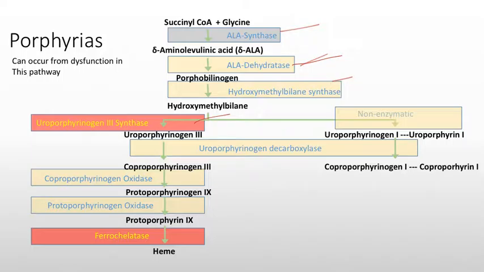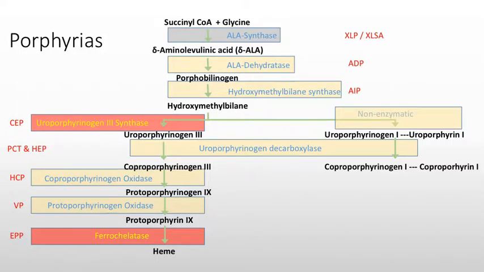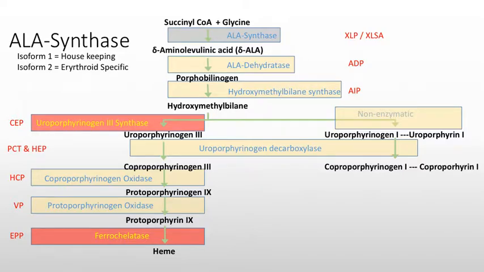Some porphyrias are mainly caused by metabolism within the blood cells, and others are mainly with metabolism inside the hepatocytes. And so you can see, for example, if you have a defect in ALA-Synthase, that can cause either X-linked protoporphyria or X-linked sideroblastic anemia, depending on which way it goes. And I have written in red all of the different porphyrias. They're all basically abbreviated here, but everything that can be caused by a defect in each enzyme. Now here's where it gets really important.